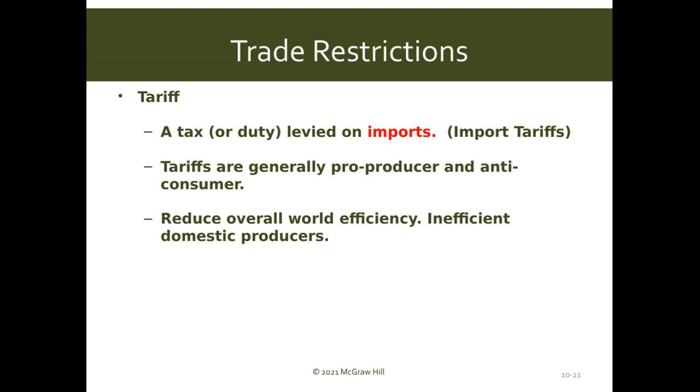So tariffs reduce overall world efficiency. Inefficient domestic producers will also be able to produce. Why? Because of the tariffs. Otherwise, they can't produce. Why? Because the price is so low that they cannot produce at that price, because they're inefficient. But tariffs actually protect them.